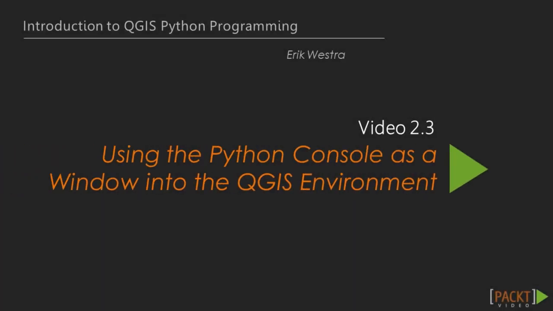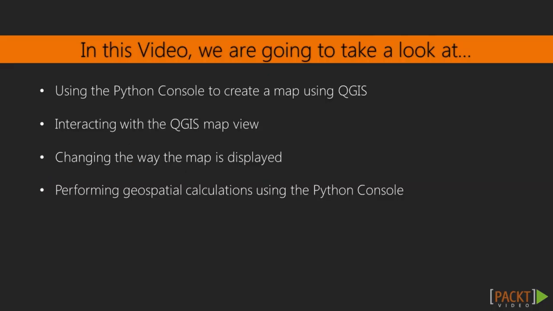Welcome back. In the previous video, we saw the three ways in which Python can be used to work with QGIS: by using the QGIS Python console, by writing plugins, and by writing external applications that use the QGIS Python API. In this video, we will take a closer look at the QGIS Python console to see how it can be used to interact with the QGIS system. We'll load a map into QGIS using Python and see how we can manipulate that map using Python code. Finally, we'll use the Python console to do some calculations using geospatial data.